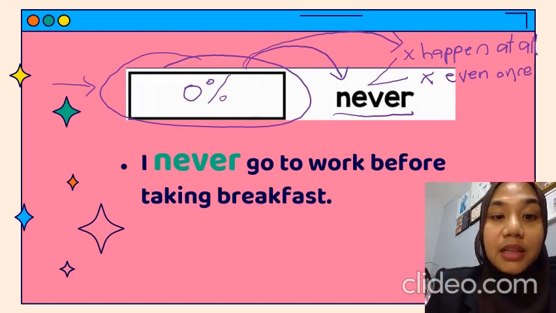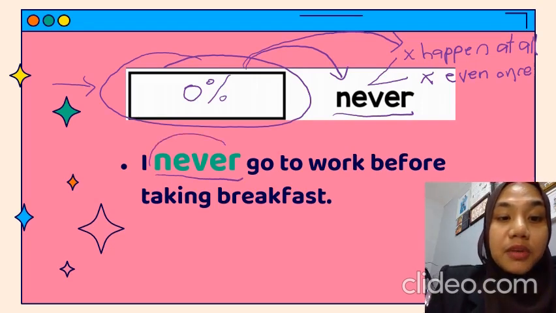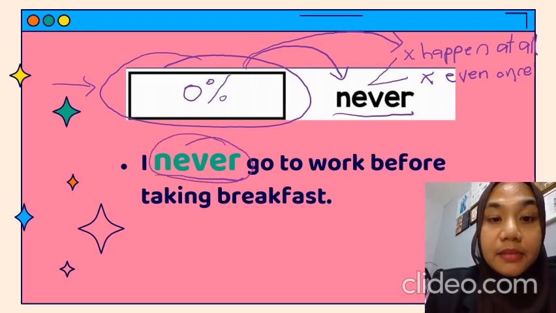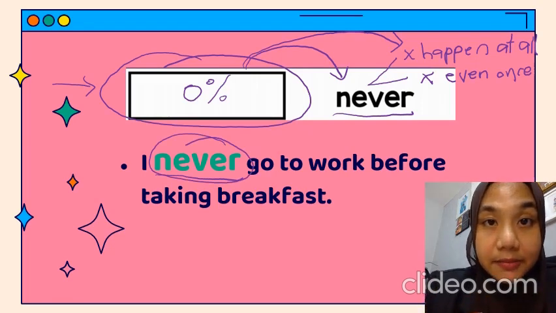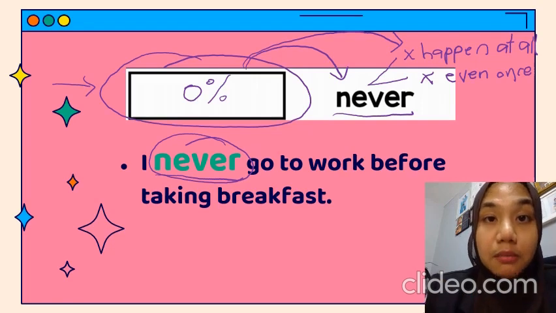For example, I never go to work before taking breakfast. The word never here shows that before going to work, I must eat my breakfast first. Or it is impossible for me to go to work before eating my breakfast. Okay?